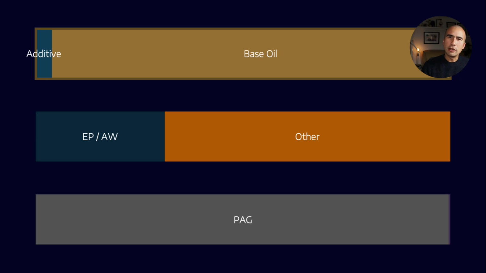So these are the kind of levers that we can pull in the additive package to help a gear oil, which is this kind of generic term. How can we make it fit our specific application and our specific requirements?